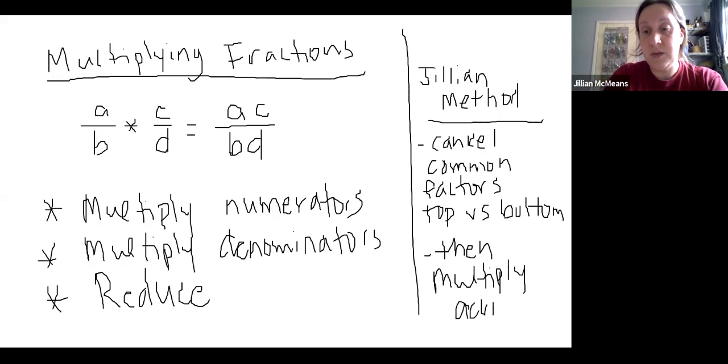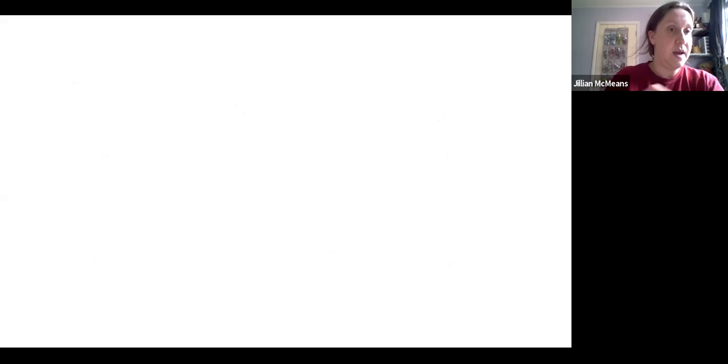At the end of the day, these are the exact same methods, but if you reduce as you go, it makes your life so much easier, because anytime you multiply, divide, add, or subtract fractions, the final answer needs to be reduced, okay? So with multiplication, it can get nasty really fast. So I encourage you to reduce as you go, then multiply across, okay? So let's look at an example. Let's say I have 4/15 times 3/8.